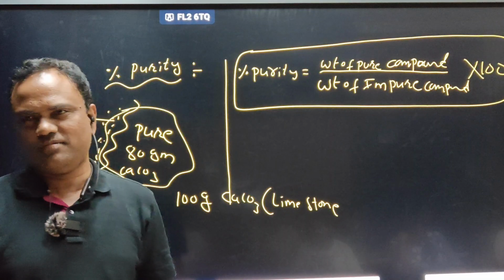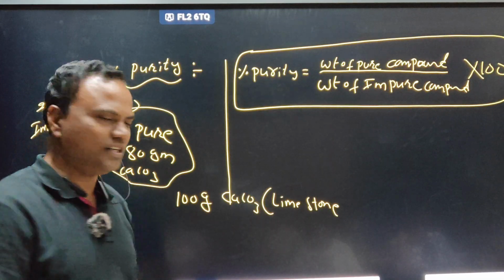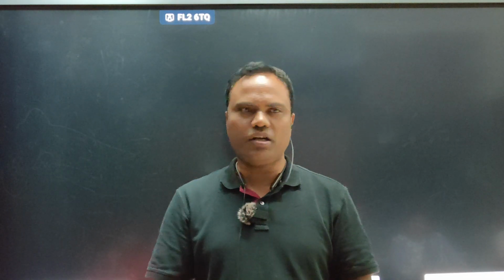Percent purity, percent yield. Percent yield means we conducted one reaction in a laboratory. We got some weight of product. Theoretically its weight is different, practically its weight is different. We won't get 100% yield because of impurities. The starting material may be impure, the apparatus may be impure.